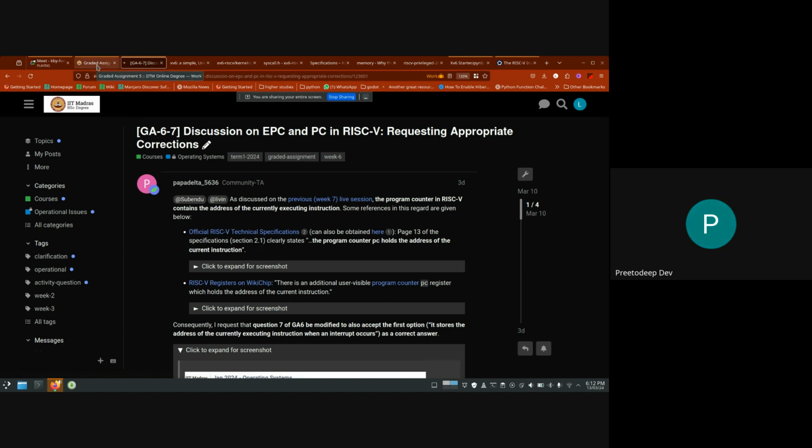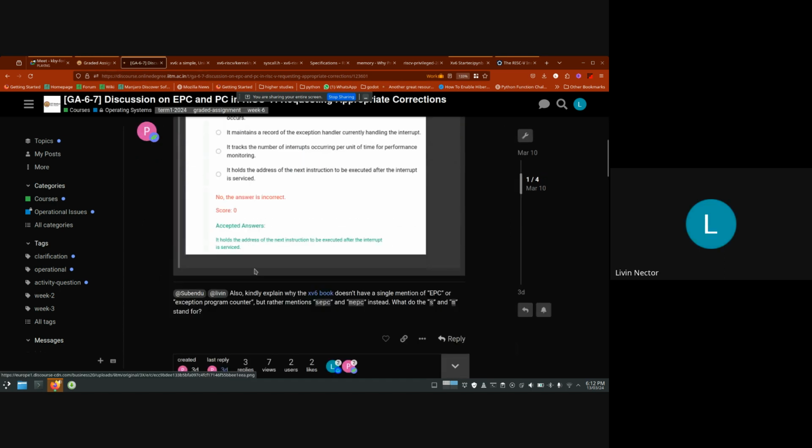So this SEPC and MEPC, they are similar to the SCOS and MCOS, right? One is supervisor mode and one is machine mode. Yeah, yeah. So all the registers will be named like this only. All the supervisor mode registers will have the S prefix, and the machine mode registers will have the M prefix. All right. Yeah. Okay, got it. Thanks.